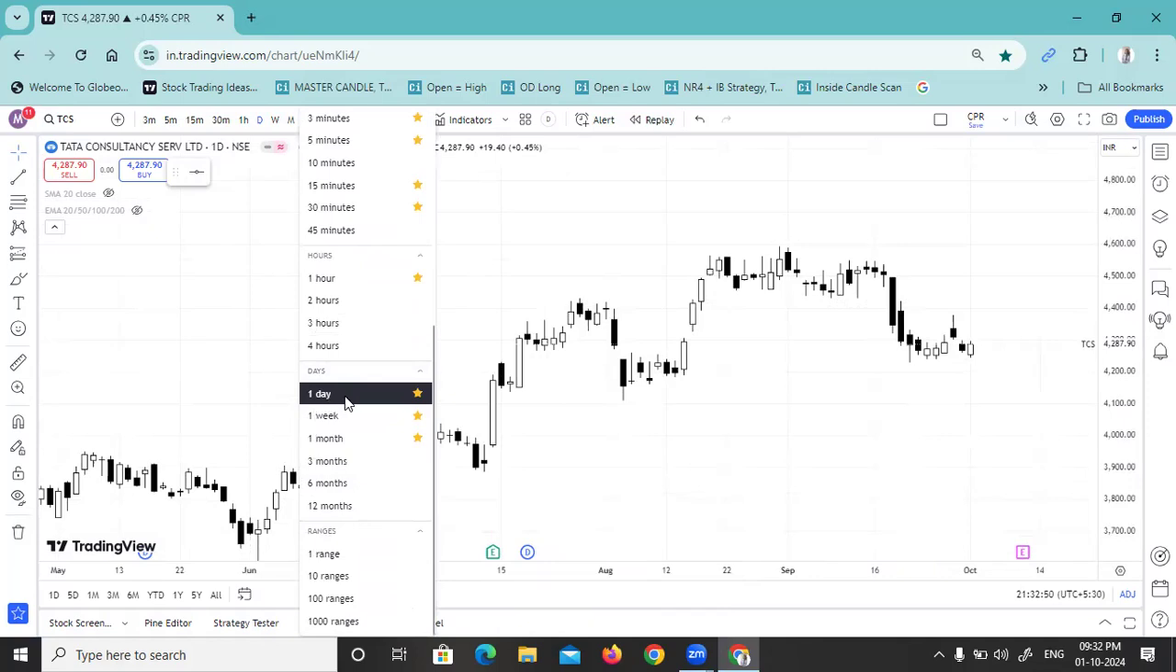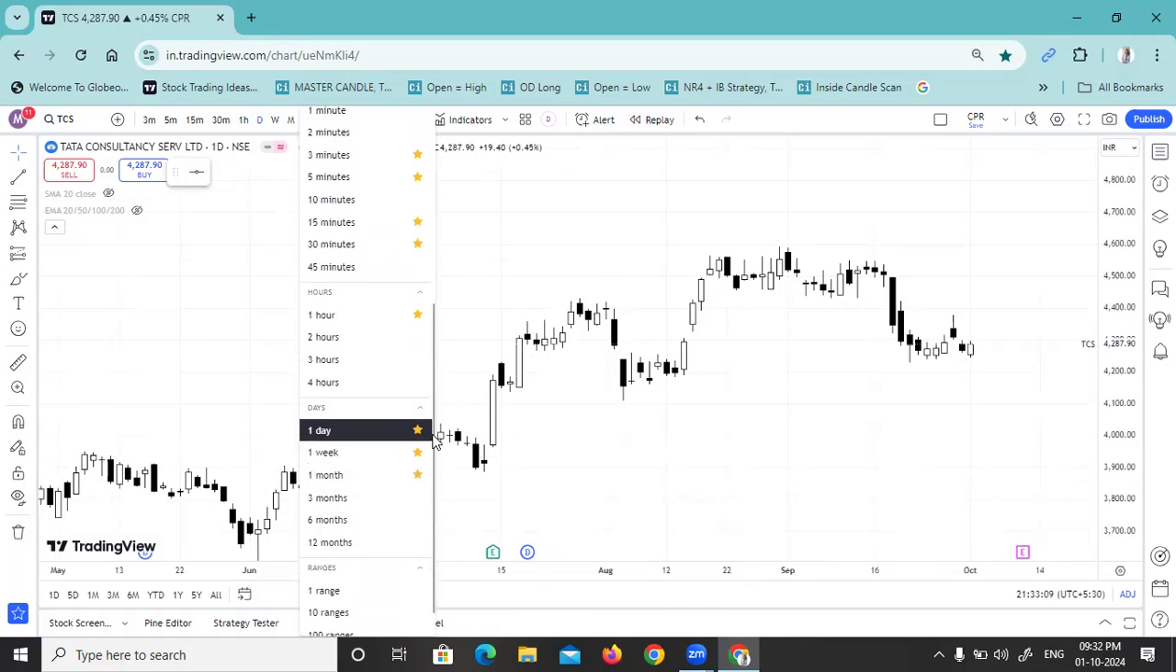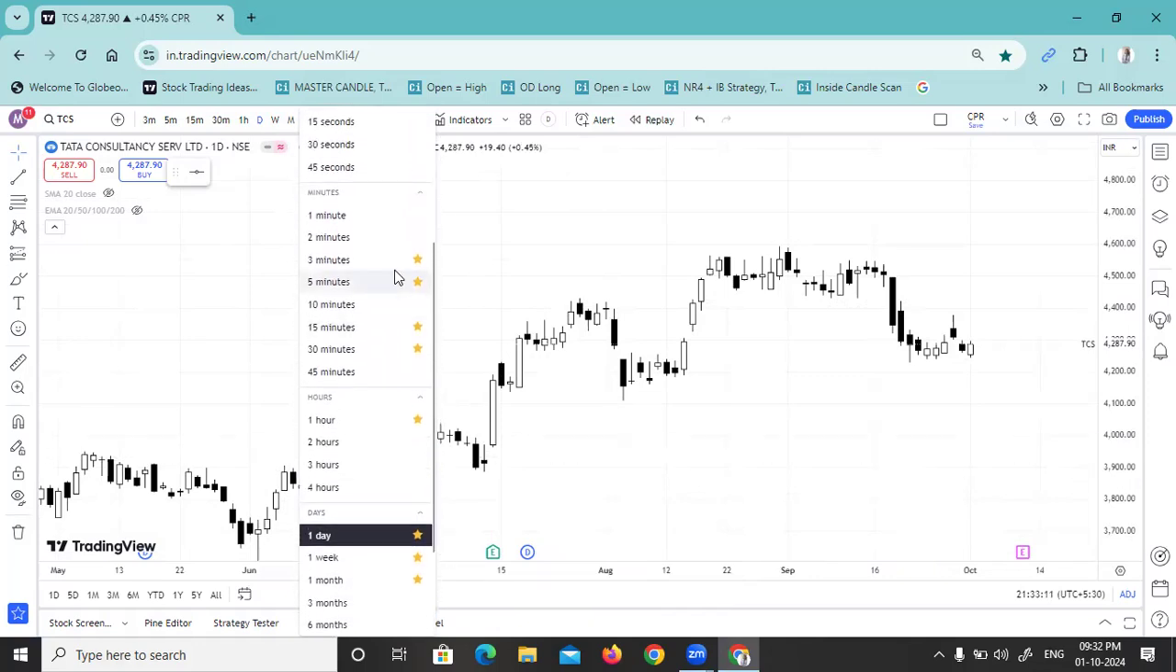daily time frame. So for daily time frame, we will select only one day. If you need weekly time frame, you will select 1 week. If you need monthly time frame, you will switch to 1 month. So daily, weekly, monthly. And when you do intraday trading, we will use the time frame in minutes, like here, 3 minutes, 5 minutes, 15, 30, and so on.